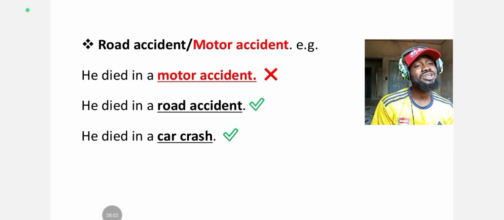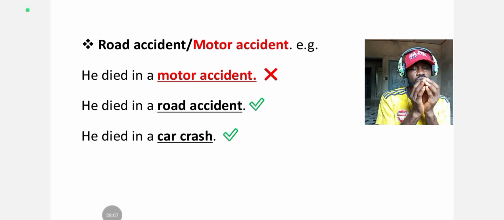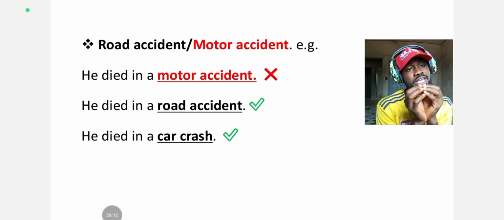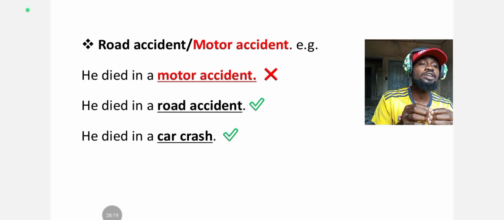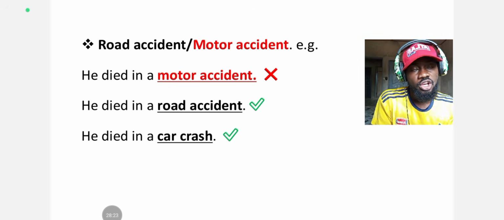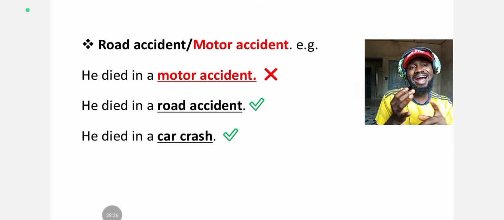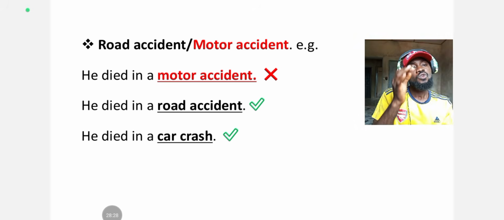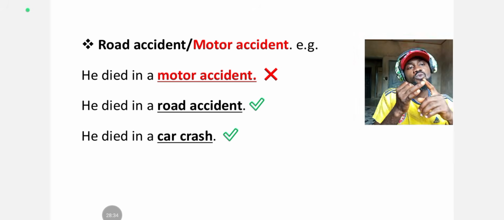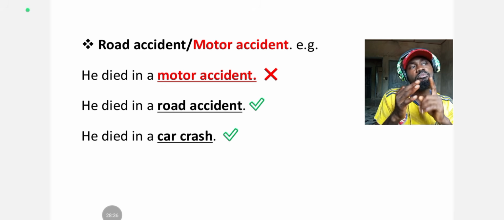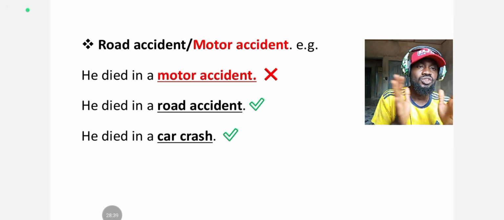You can use crash when you are using the means of the transport, for example, the car that you are using to transport. You use crash. So when you want to say car, don't say car accident. You will now say car crash. When you want to use plane, don't say plane accident. You will say plane crash. When you want to use boat, don't say boat accident. Say boat crash. So that's how to use it.